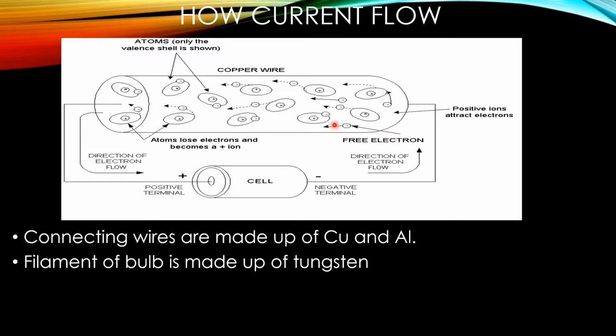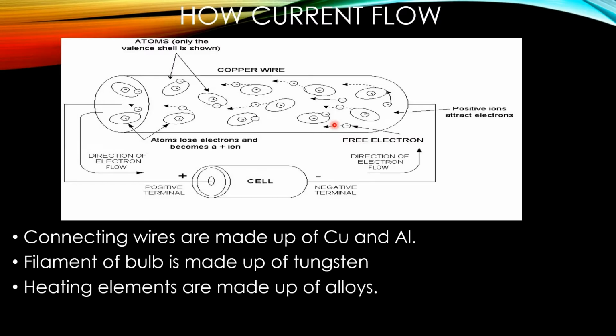Second, why is the filament of a bulb made up of an alloy, that is tungsten? Filament of an electric bulb is made up of alloy because it does not burn or get oxidized even at high temperature, because its melting point is very high. So when current flows, it will not burn or get oxidized. So filament of bulb is made up of alloy.